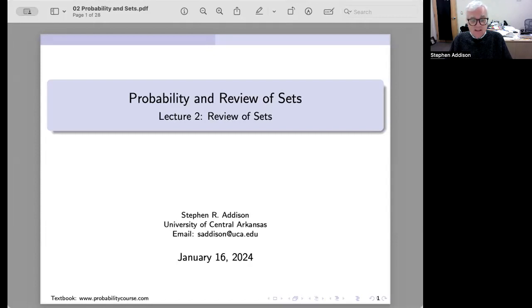The first class from Tuesday, I gave you some notes that were basically an introduction to probability and had you read a paper by Jack Good, which talked about many different kinds of probability. Today, I want to narrow that down, so I want to introduce probability, and I also want to talk about the review of set theory.